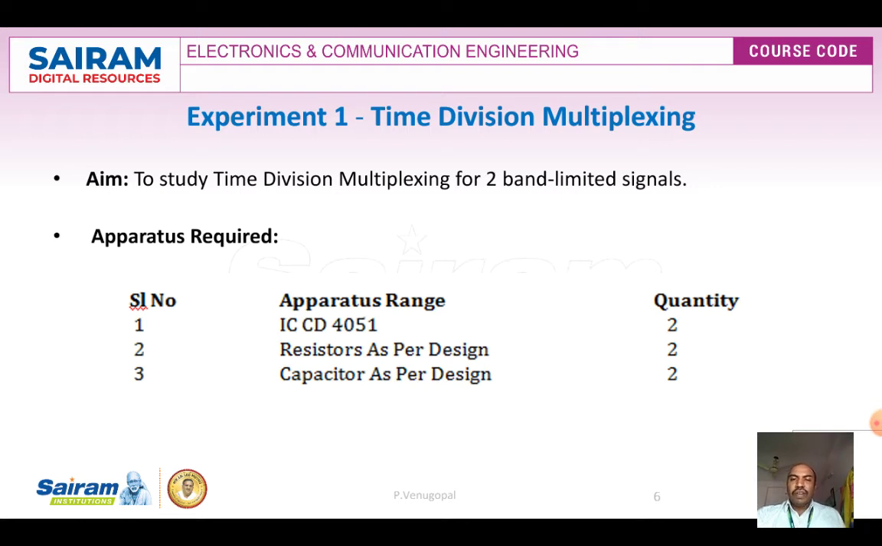What are the components required for conducting this experiment? We need two ICs, CD4051, and resistors and capacitors, as well as transistors. There are two versions here. One is the IC version, another is the transistor version. Here I am showing the transistor version. We need two transistors, an NPN transistor and a PNP transistor, and resistors and capacitors as per the design.